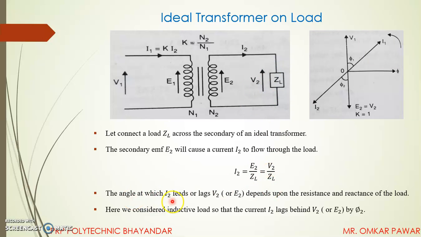The angle at which I2 leads or lags the voltage V2 depends upon the resistance and reactance of the load. Here we consider the inductive load, so that current I2 lags behind V2 or E2 by angle phi 2. In this diagram, the current I2 lags by angle phi 2.